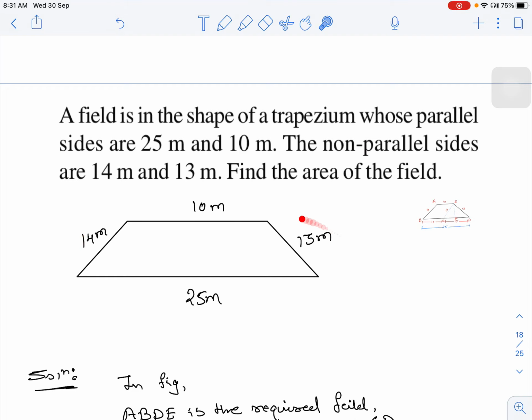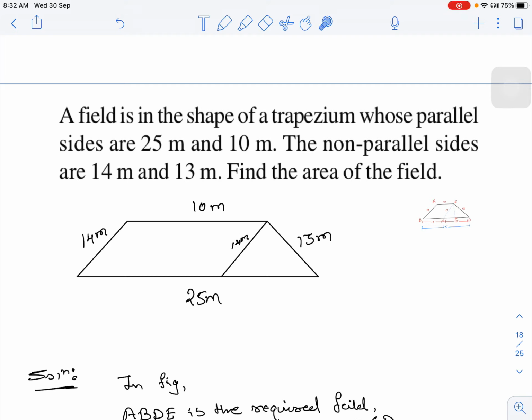Now remember that this one is a trapezium. For finding the area of a trapezium, we should know its height, that is the distance between these two parallel sides. For that, we have to make some changes in this figure. What type of construction are we going to do? First we are going to draw a line which is parallel to this 14-meter side and equal to 14-meter. If this one is 14, then this one should also be 14-meter.